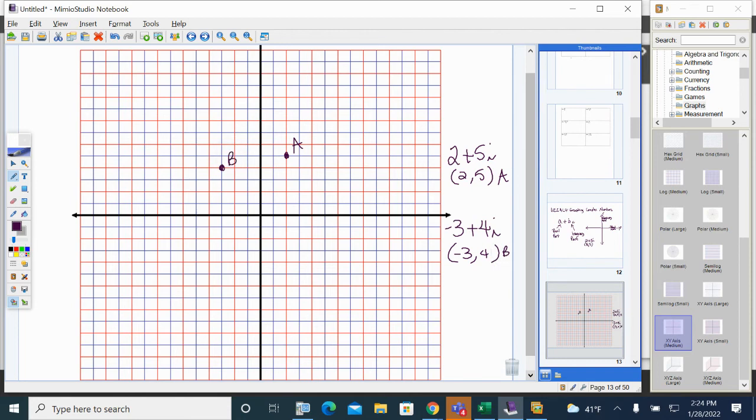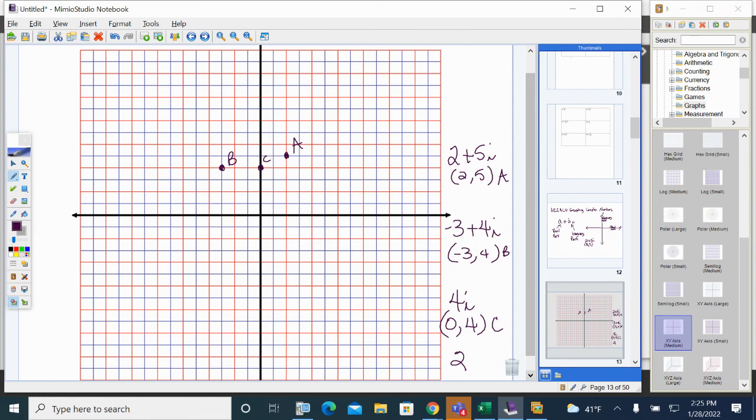If I give you a number like 4i, there's only an imaginary part. So that means that the y is 4, but there's no x, which we would use a 0 for that. So this is the point 0, 4. And even easier than that is the fact that because there's only an i, it's going to be on the imaginary axis.